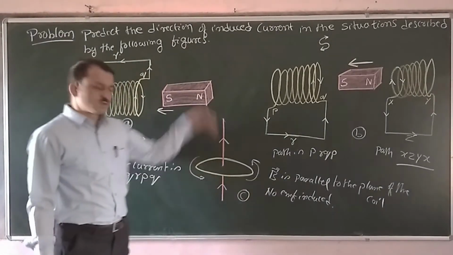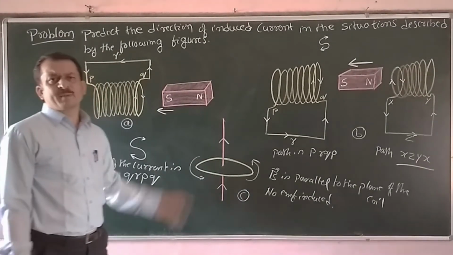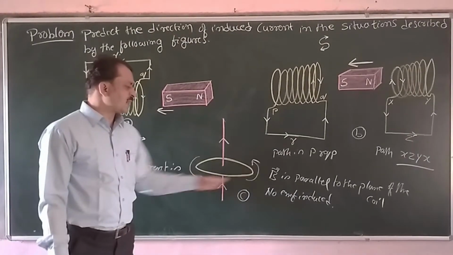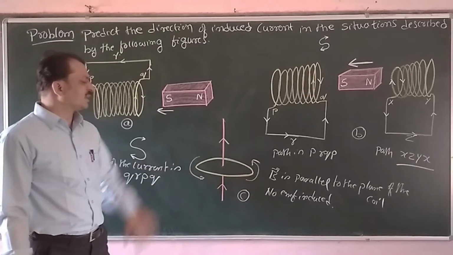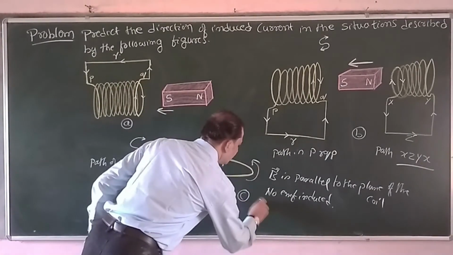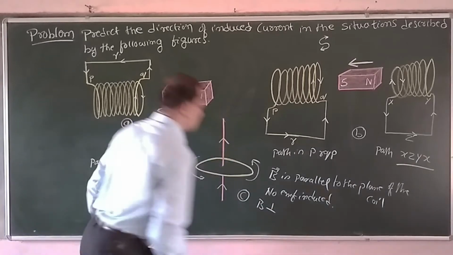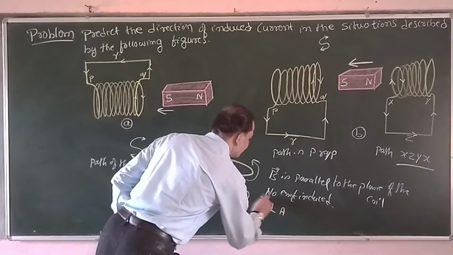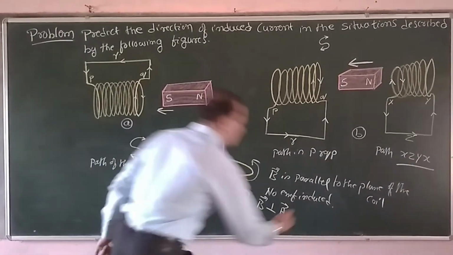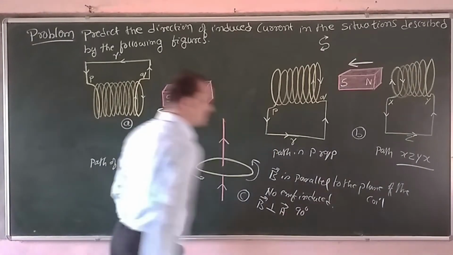Magnetic field lines should be perpendicular. It should be perpendicular to the plane of the coil. Since it is parallel here, the field lines are parallel. Or in the other case, what can we say? The field direction is perpendicular to the area vector. Field direction perpendicular to the area vector, therefore the angle is 90 degrees.